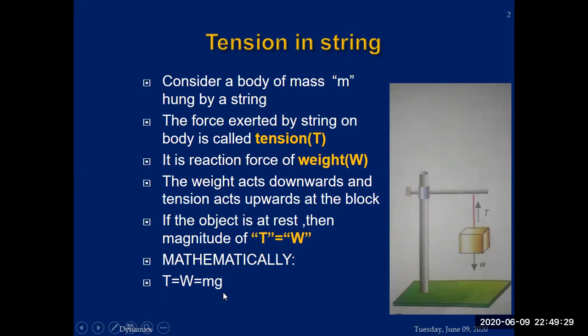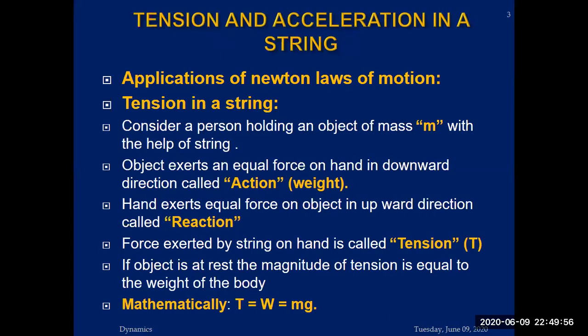If you apply Newton's second law of motion here, say the weight acting in downward direction is plus, and the tension acting in upward direction is minus, then the sum of forces acting on this block is W minus T. Is this block moving upward or downward due to this force? No. Then W minus T is equal to 0. So this is one form of Newton's second law of motion as well.